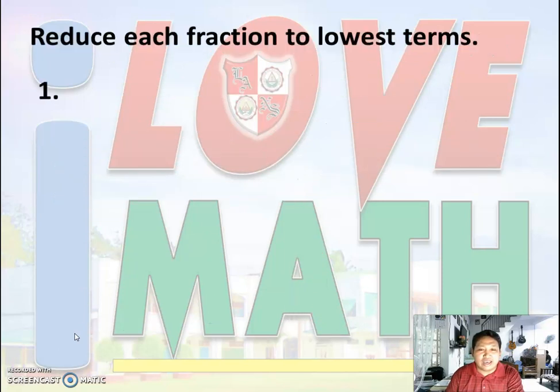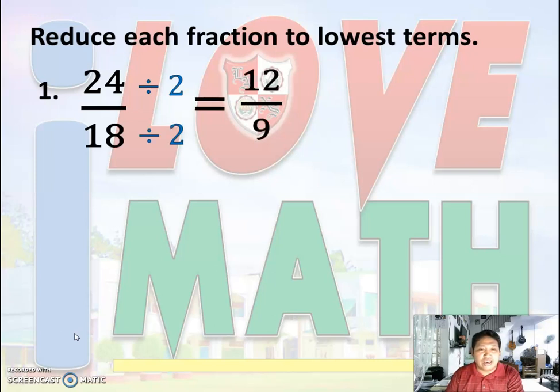Okay? For other examples, let's look at these fractions. 24 over 18. What is a common factor between 24 and 18? The easiest that we can think of would be 2 because both of them are even numbers. So, let's divide both of them by 2. 24 by 2 is 12 and 18 by 2 would be 9.